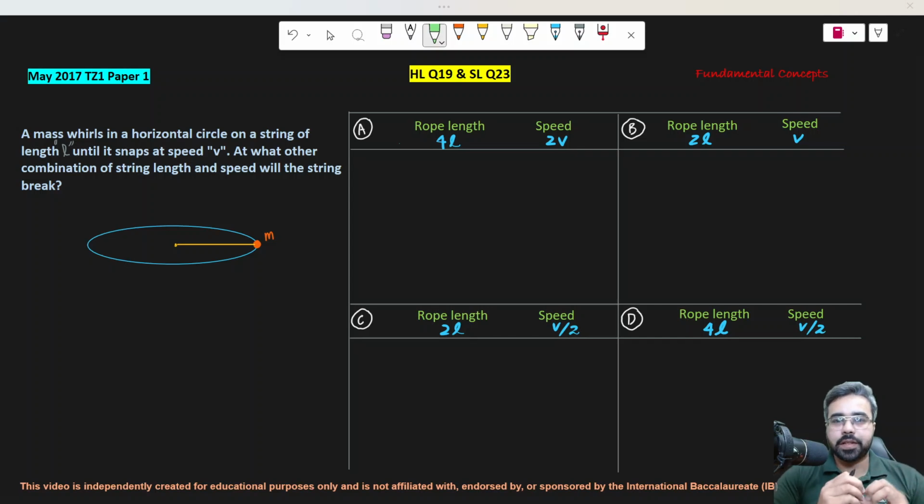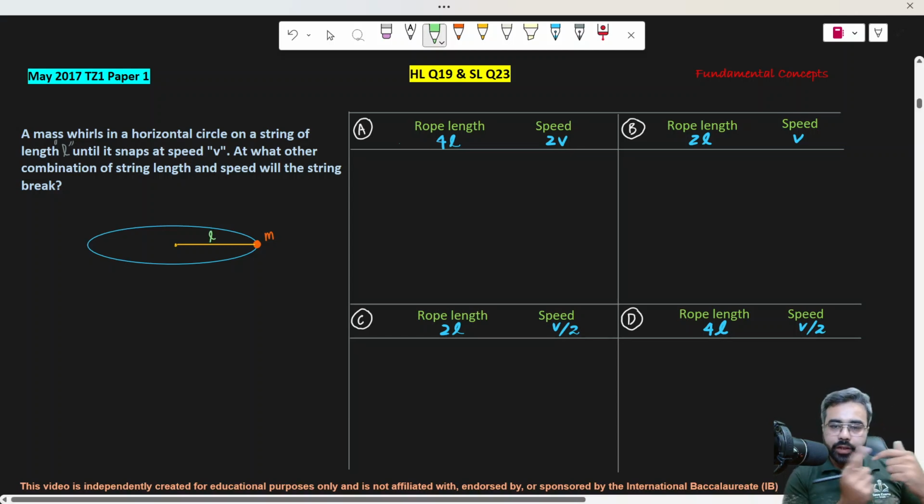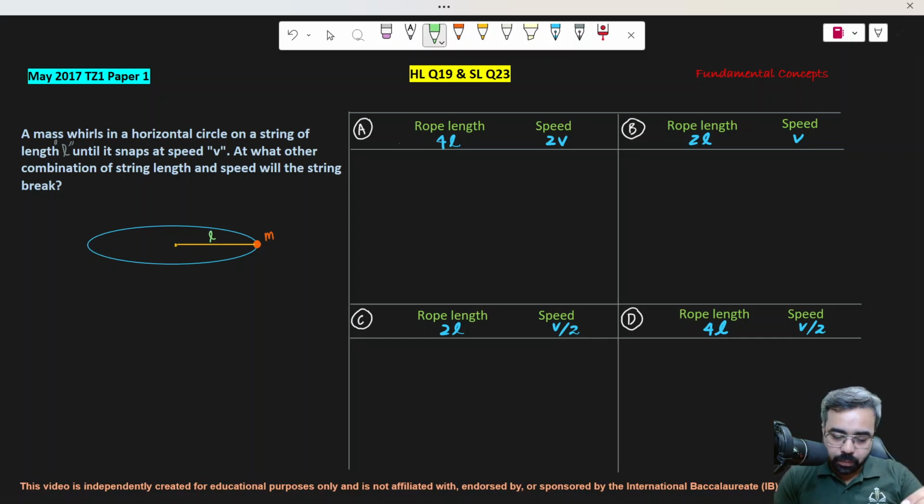Hi, this question is about horizontal circular motion. A fixed mass m is tied with a string of length L. It is moved in a horizontal circular path, and its speed is increased to a certain value v. Let's say this is its velocity v.